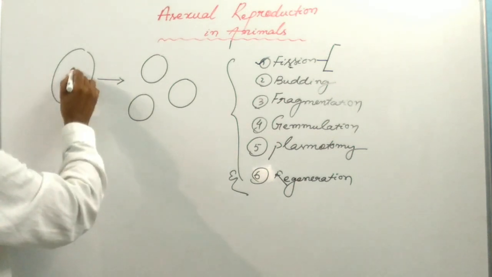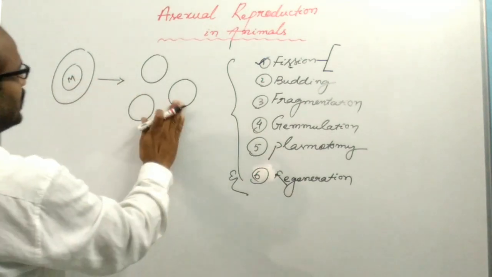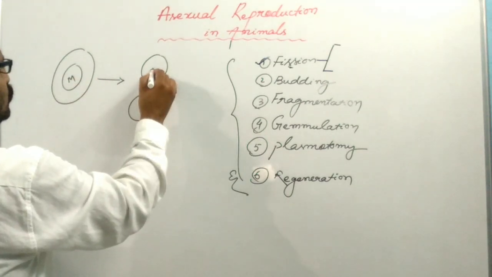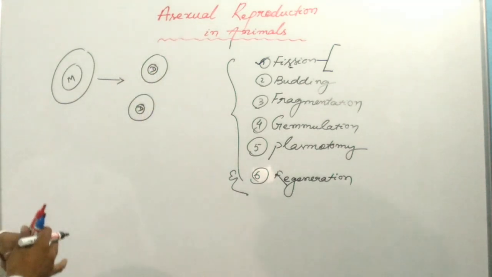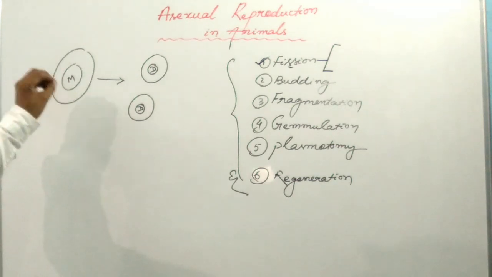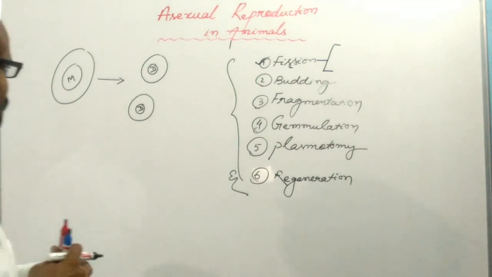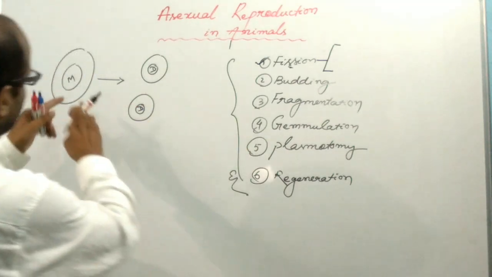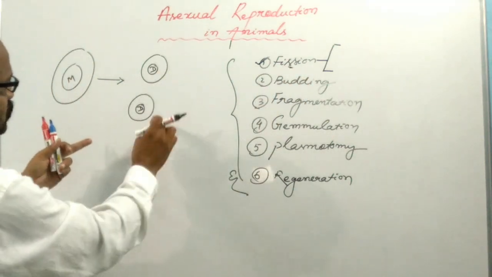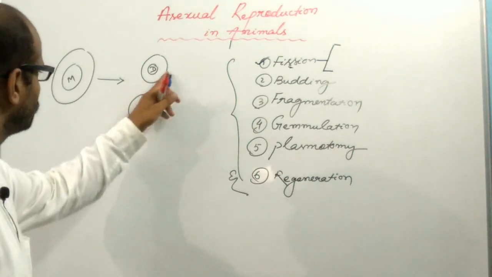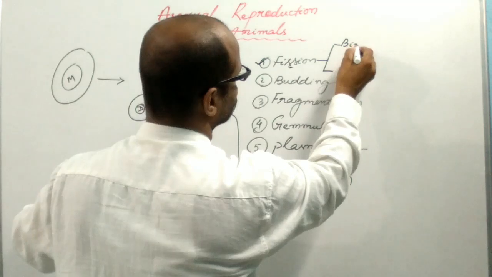Suppose that this is the mother cell, and by the division of the mother cell, there is the production of two daughter cells. Here, the mother individual or the mother body divides into two, and two offsprings are produced. This is known as fission. If two individuals, two daughter cells or two offsprings are produced, then the fission is known as binary fission.